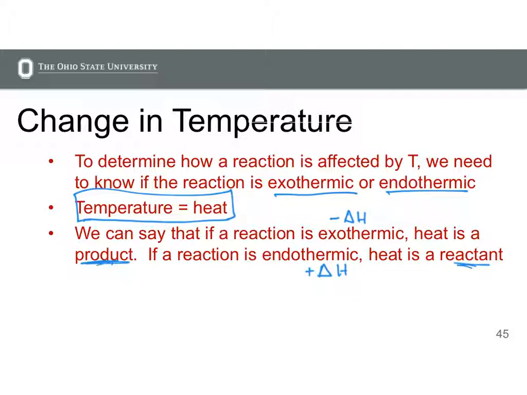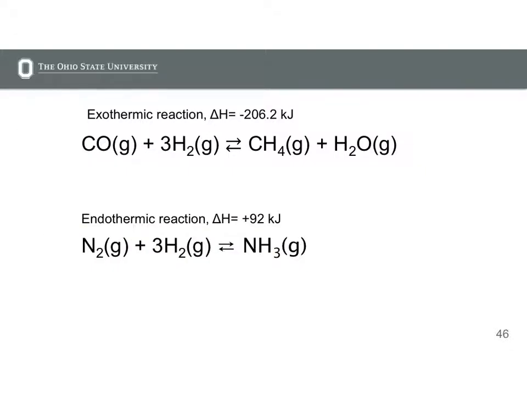Now, there is one thing that I want to point out, and that is that while we can say that heat is a reactant or a product, the overall temperature of the reaction is the same. It's not like the reactants have a different temperature than the products. Okay? So keep that in mind. There's a sense of reality that this sort of example is not addressing, but it's a useful construct for thinking about the effect of temperature on these reactions.